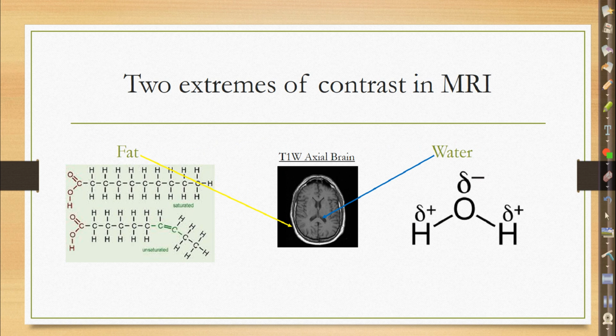So in MRI, the book, and most places when you're trying to review for the registry, they always talk about the two extremes when it comes to contrast, our fat and our water. So we have a T1 weighted image here. Typically in a T1 weighted image, our fat is going to be bright because it recovers a lot faster than water. And our water is going to be darker, lower in signal because it recovers slower than fat.